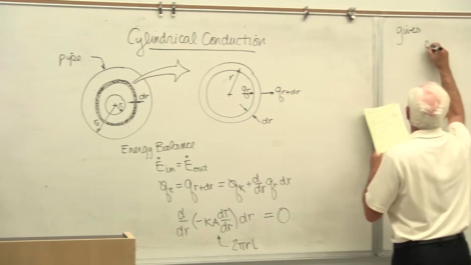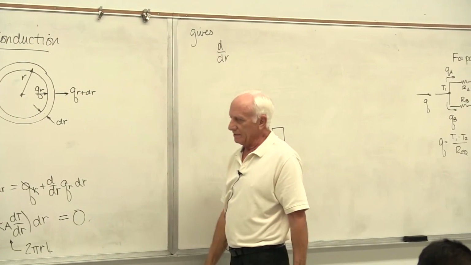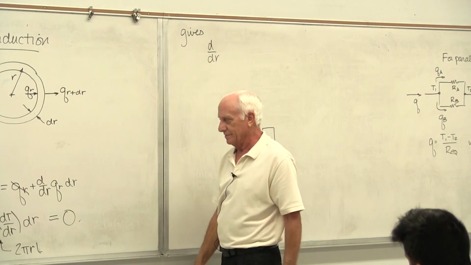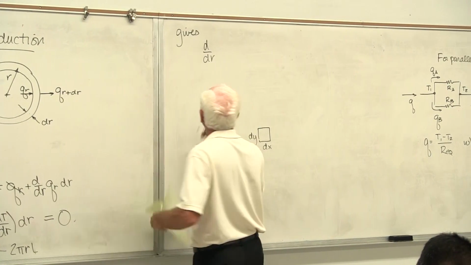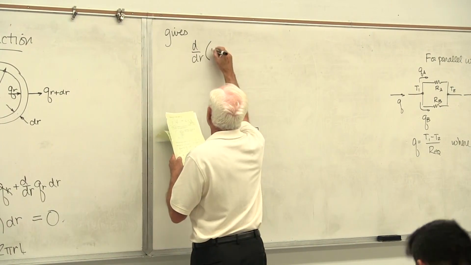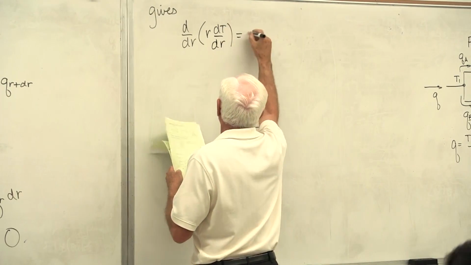This gives d/dr. Divide through by the minus sign, divide through by the k, they're constants. Divide through by pi, divide through by 2, they're constants. d/dr of r dT/dr equals 0.